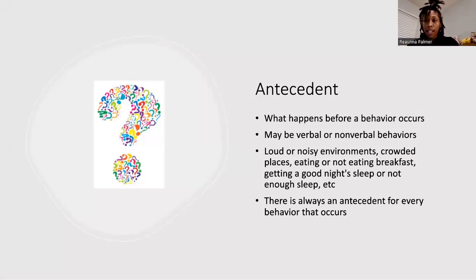It could also be anything as far as loud or noisy environments, crowded places, eating or not eating breakfast, getting a good night's sleep or not getting enough sleep, anything along those lines. There's always going to be some sort of antecedent for every behavior that occurs. So for example, when someone is hungry and they go into the fridge to eat, their antecedent for going to the fridge could be the fact that they didn't have a nice breakfast that morning.